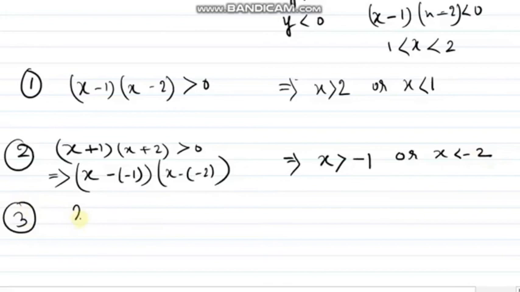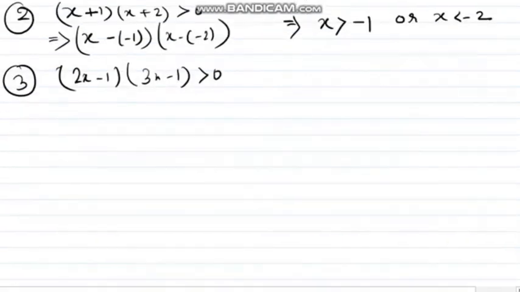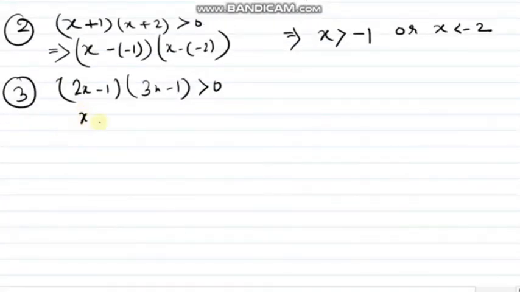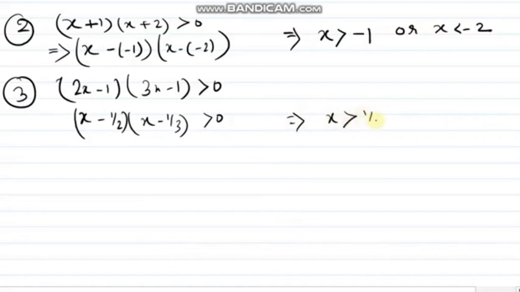My third case is (2x minus 1) into (3x minus 1) greater than 0. We need these things later on, please remember. So from this, can we write (x minus half) into (x minus 1 by 3) greater than 0? I am just dividing both sides by the coefficient of x. So I am getting this, it is in the format of (x minus a) into (x minus b). Which one is greater, half or 1/3? Half, right? So that implies x is greater than half or x is less than 1 by 3.